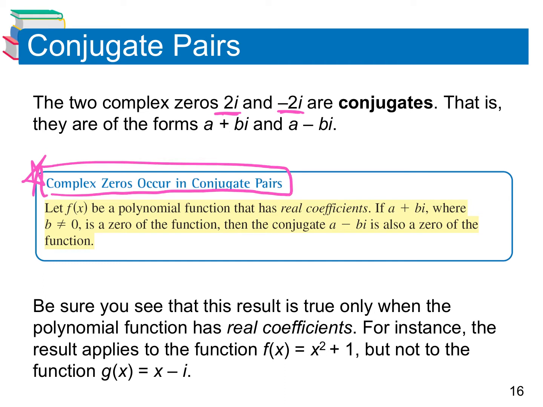That is, if we have an i, that means that negative i will also be one of the zeros. Or if we had, let's say, square root 5, negative square root 5 would also be a 0.